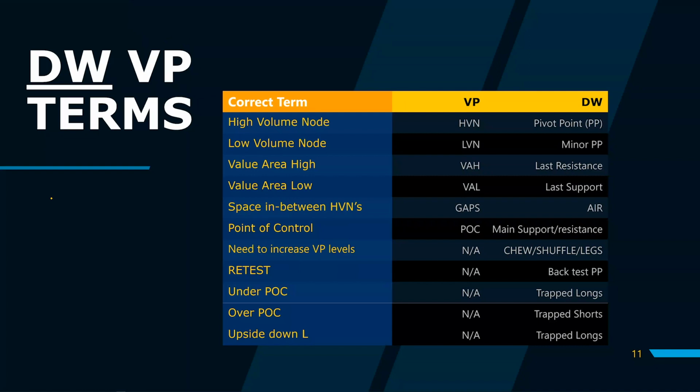Value area high, that's just simply your last resistance. And then value area low is your last support. So just like I showed you on AMD on the chart, if AMD were to break that level, that's your last support until you go into the next value area, right? You'll hit that value area high where your minor pivot points are, okay?